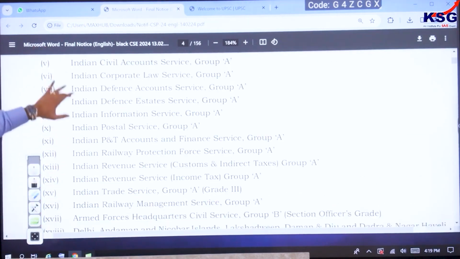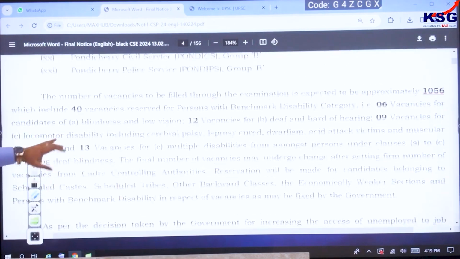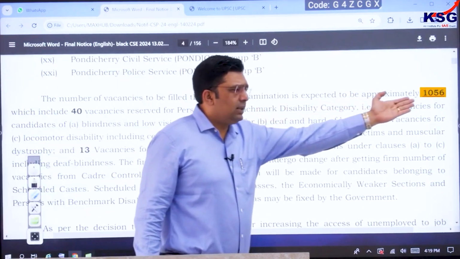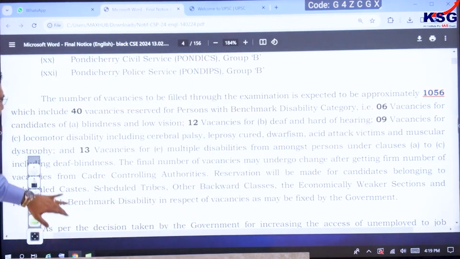Here the services are mentioned, but at the moment you don't need to know about all the services. At the moment you can see 21 services are there. Total number of seats 1056 vacancy जो आई हैं. This time we have got 1056 vacancies.